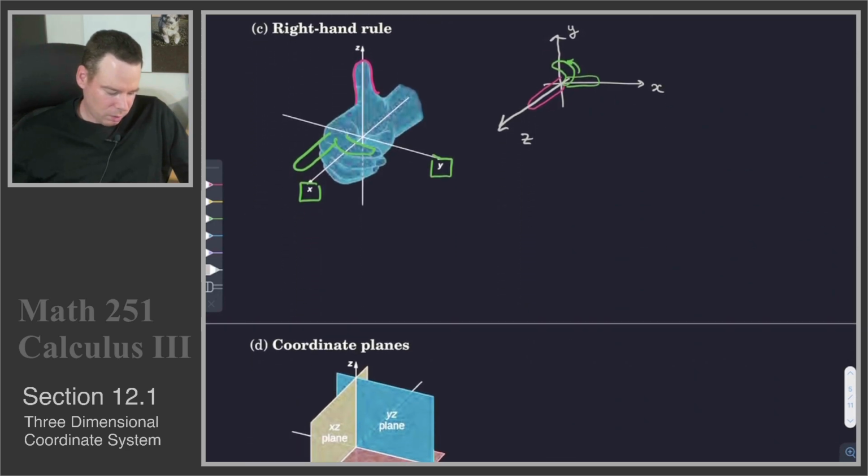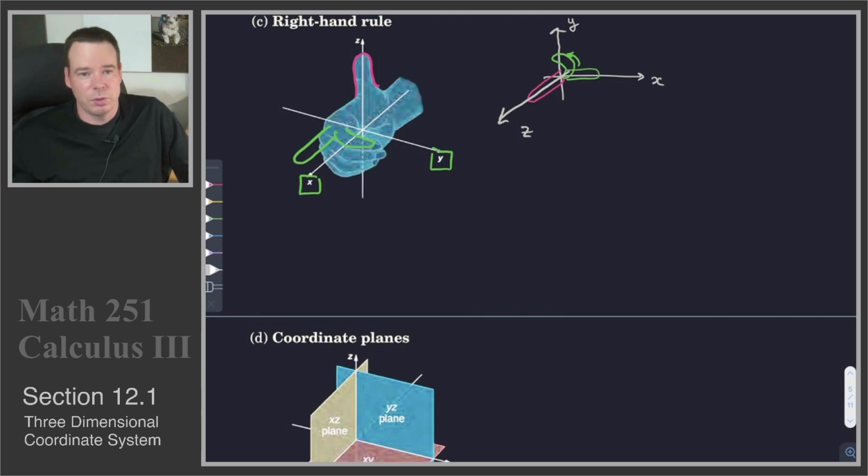So in other words, what looked like a freedom of choice for a direction on the third axis, the right-hand rule is imposing a particular choice. Of the two directions, which will we take to be the positive direction for that third axis? We take the one that's consistent with the right-hand rule.